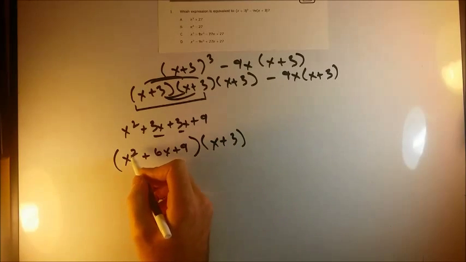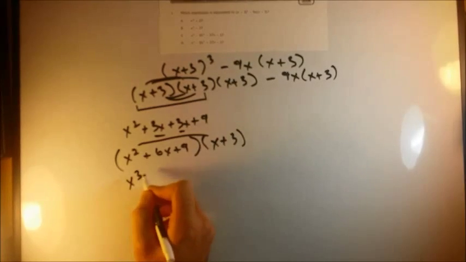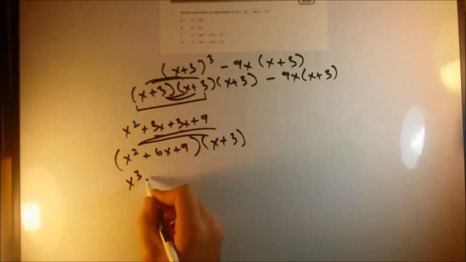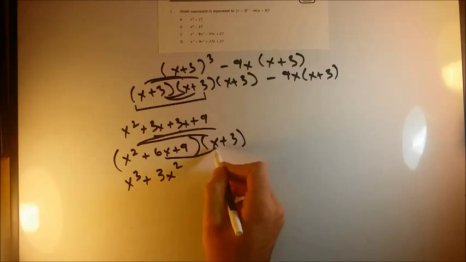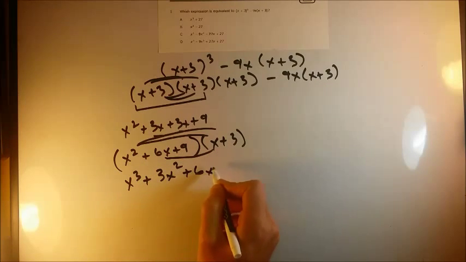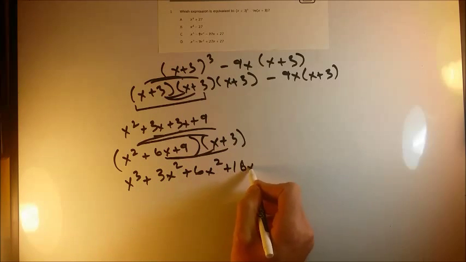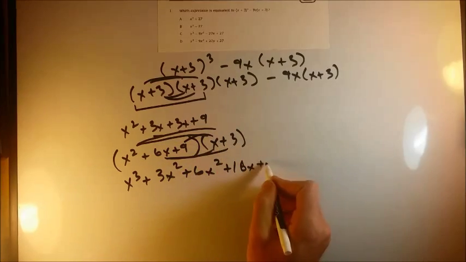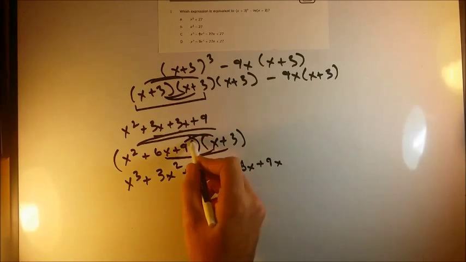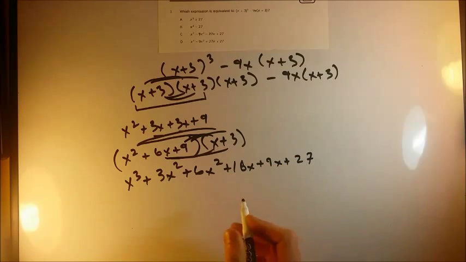So x squared times x gives me x cubed. x squared times 3 gives me 3x squared. 6x times x gives me 6x squared. 6x times 3 gives me 18x. The last one, 9 times x gives me 9x. 9 times 3 gives me 27. Okay, combine all of my like terms.